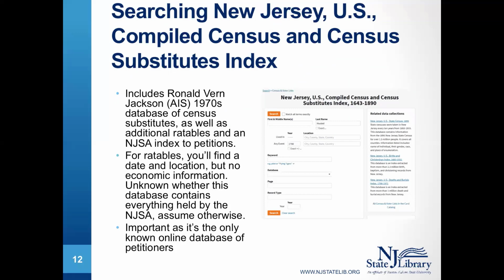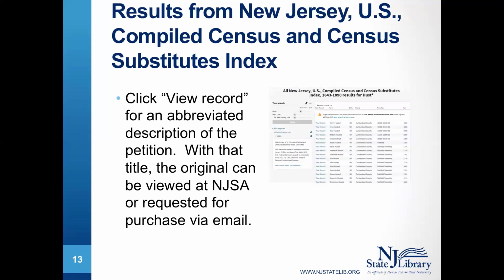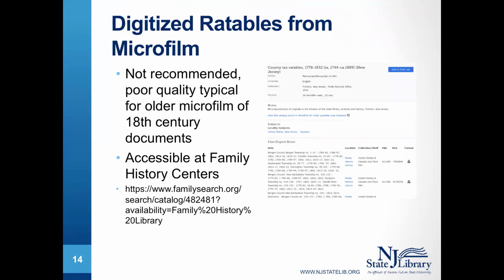However, this database is incredibly valuable as it includes the only known public index of New Jerseyans who signed petitions to the legislature. The original index is print only at the New Jersey State Archives. When you find an ancestor with a petition record or ratable, click View Record for the title of the petition or ratable. With the title of the petition, you can view the original at the State Archives or email them to purchase a copy.